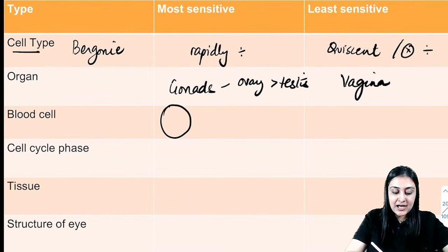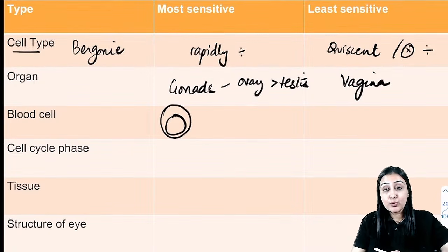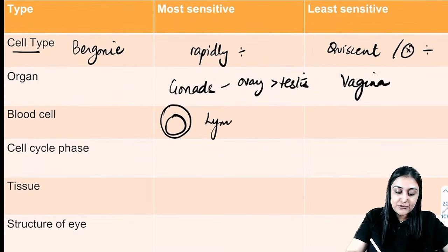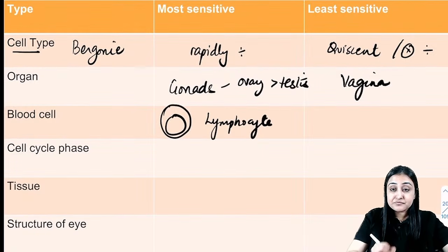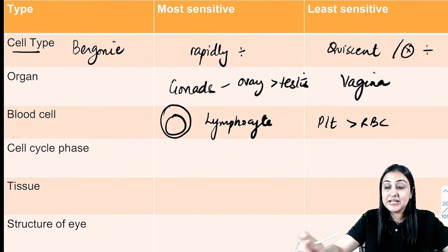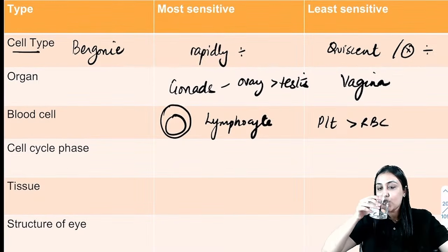Blood cell. Which cell has the biggest nucleus, so that it will have more division? It is lymphocyte, right? So lymphocyte is going to be most sensitive. Which is least sensitive? Platelet followed by RBC. There is no nucleus, so not sensitive, right?